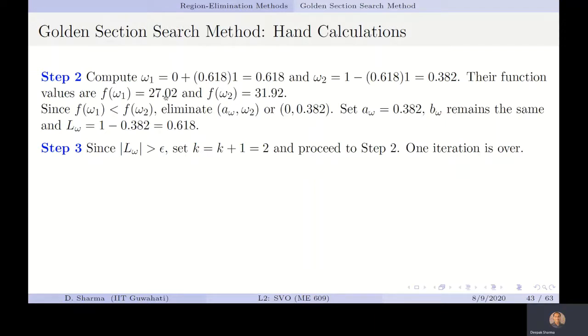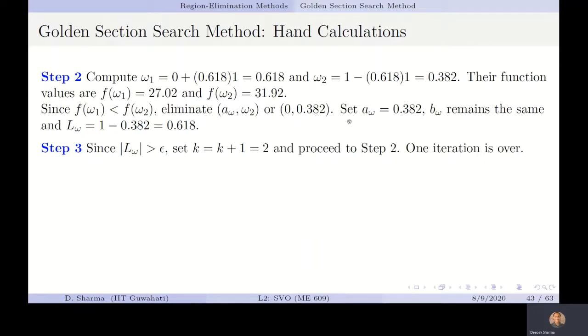Now if I compare the function values, you will realize that the function value at omega 1 is smaller than the function value at omega 2. That suggests that we have to eliminate the region by following the guidelines or the idea which was given in the region elimination using case 1, case 2 and case 3. We can make it out that we have to eliminate A omega to omega 2. This means that the region from 0 to 0.382 will be eliminated.